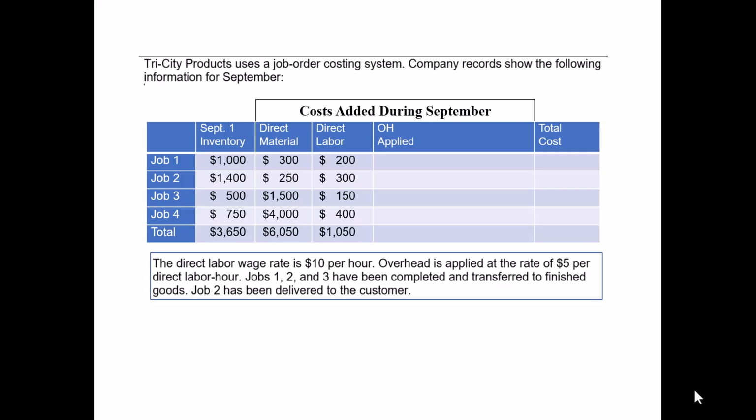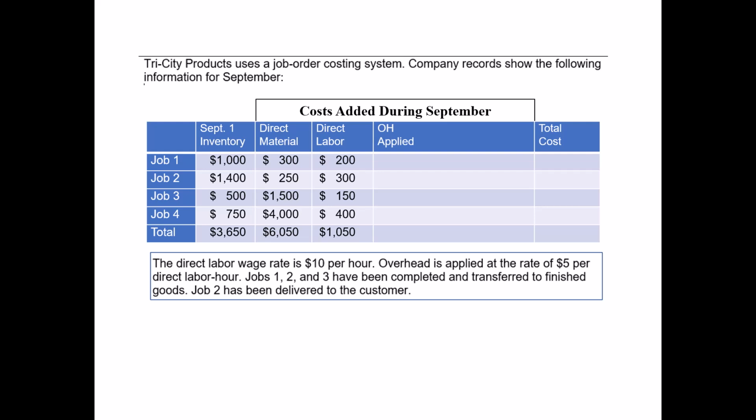Tri-City Products uses job order costing. Company records show the following information for September. So we have 4 jobs that were apparently started before September 1st because they have costs that were incurred prior to that point. Then we added costs during September. We are not given the amount of overhead applied, which means, of course, we will need to compute it because every job will be assigned direct material, direct labor, and overhead applied.